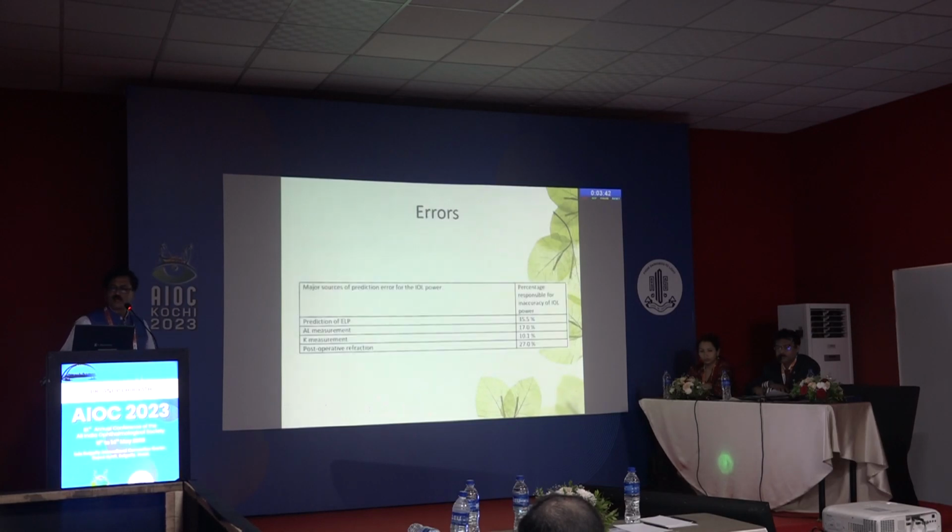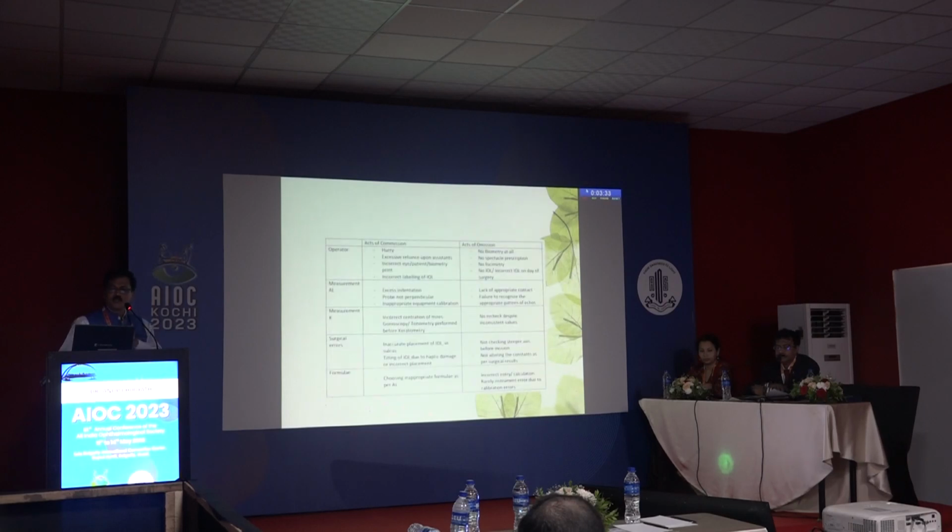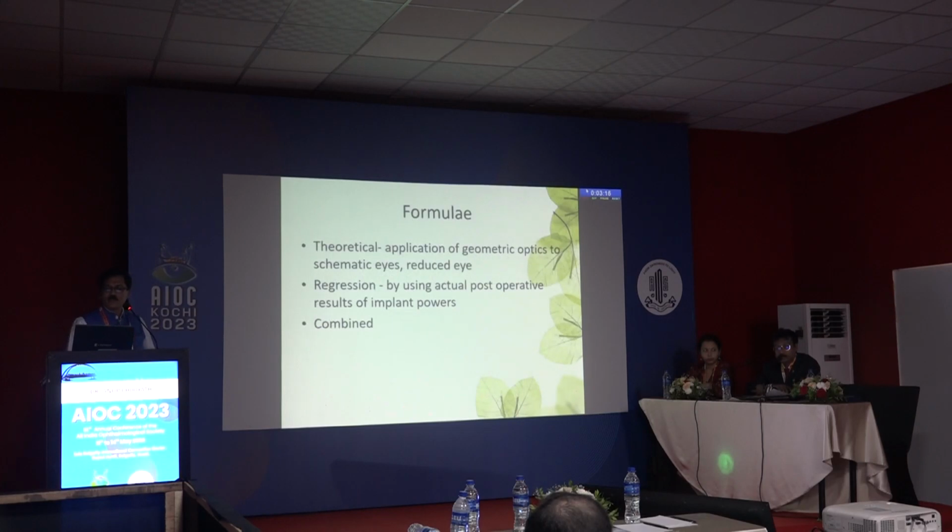Piggyback IOLs also, I am not touching on that. So the most common errors which occur are in the prediction of the effective lens power. And again, the various causes of error, like I said, are because of compression of the cornea. When keratometry is performed after doing gonioscopy or tonometry, then the mires will be distorted. And if during surgery the IOL is tilted, all these things will lead to postoperative surprises. Coming to the next part of my talk, that is IOL calculation formulae.